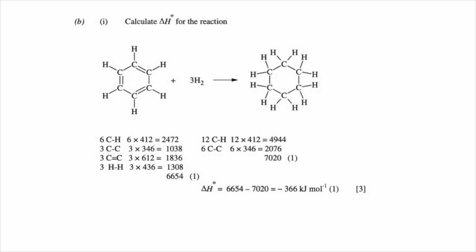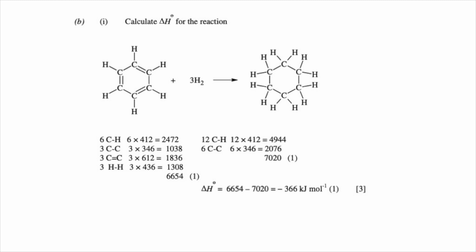And then you've got 3 CC single bonds. So you have to break all of them. So that's 3 times 346. That's 1038. And then you've got 3 double bonds. So you've got to break them. So that's 3 times 612, which is 1836. And then there's 3 hydrogen single bonds, which is 3 times 436, which is 1308. So you add that up and it comes to 6654.